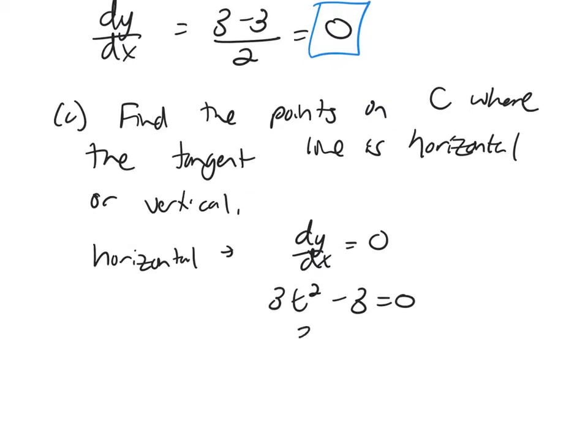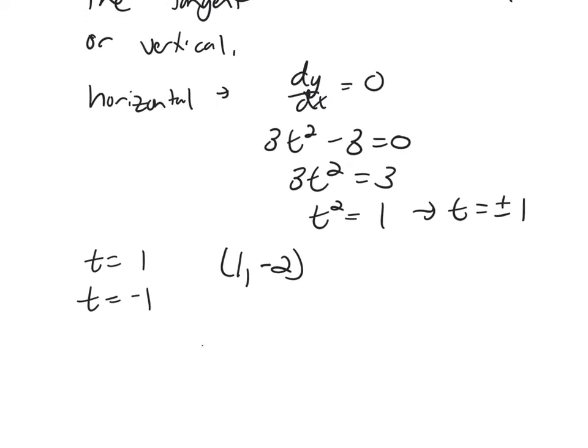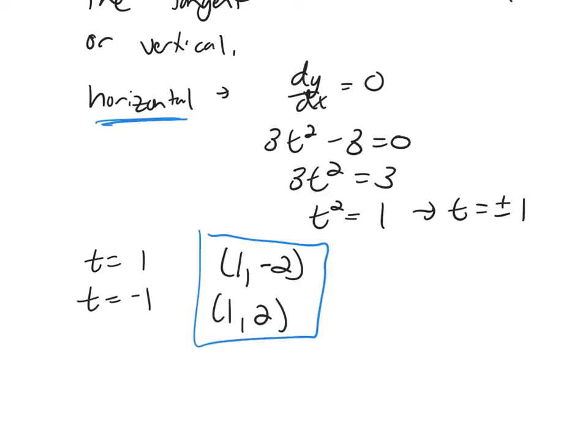So if you solve, you get t squared equals 1, which means t is either 1 or negative 1. And then you plug these into your parametric equations to get your points. So if t is 1, you get the point (1, -2). If t is negative 1, you will get the point (1, 2). So those are the places where the tangent line is horizontal.